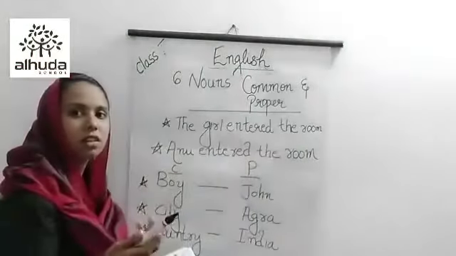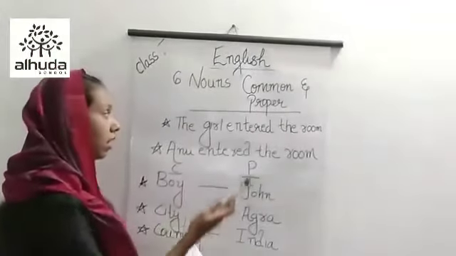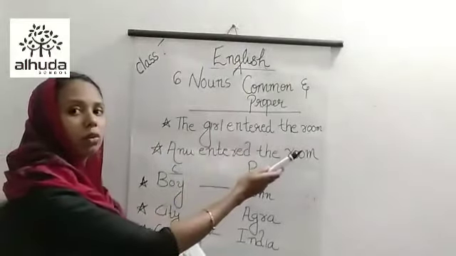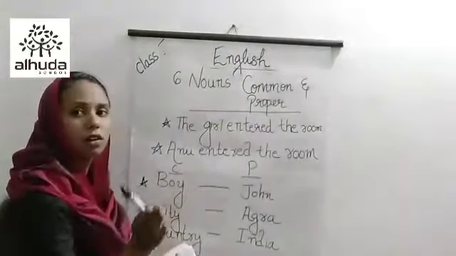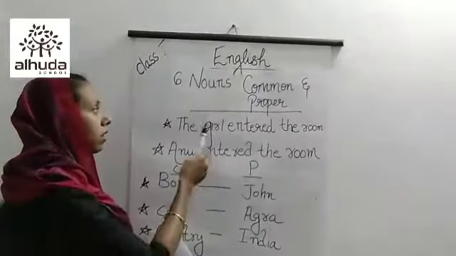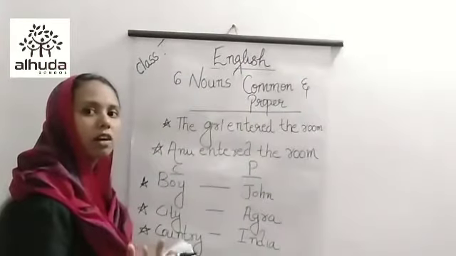So what is the question here? Who entered the room? The answer is any girl entered the room. That is not mentioned here. Which girl entered the room? So the girl entered the room means any girl entered the room.